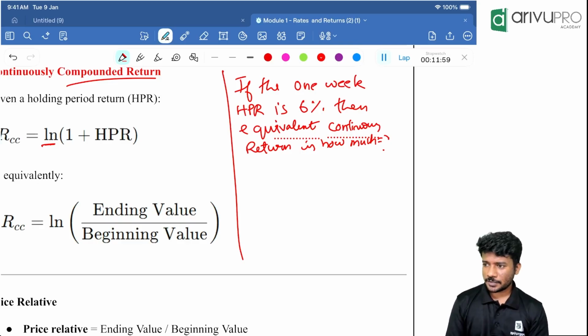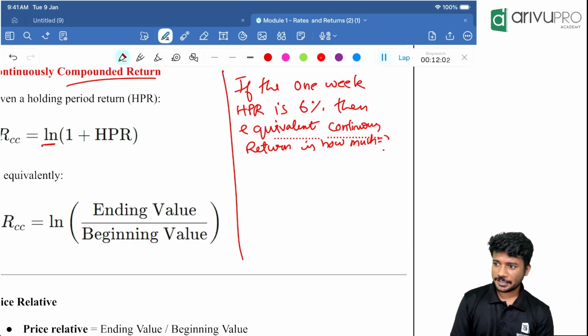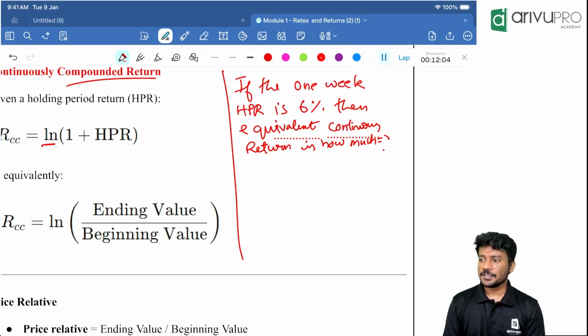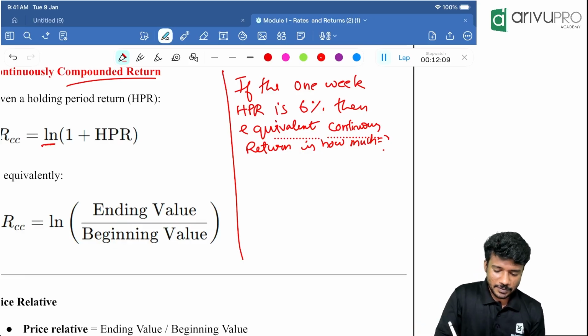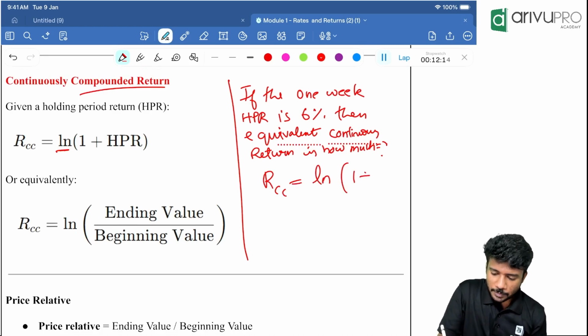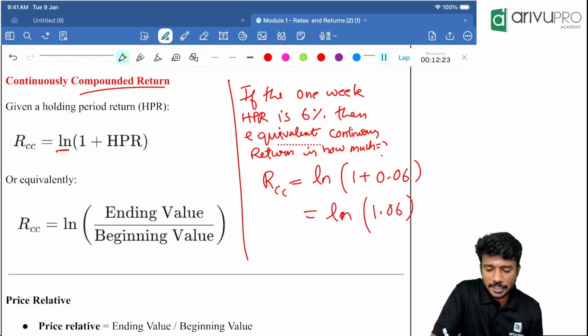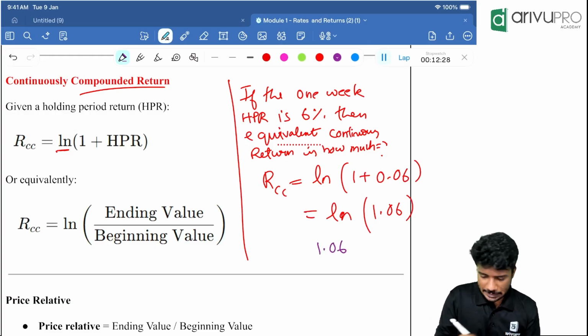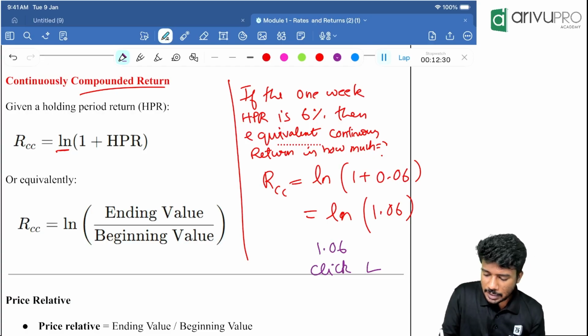HPR was already given. Yes, HPR is already given, right? So what will you do? 1 plus 6% is nothing but RCC is equal to log of 1 plus 6%, which can be written as 0.06. So log of 1.06. How will you find it on calculator? Type 1.06 on your calculator, then click LN button. You are getting your answer.